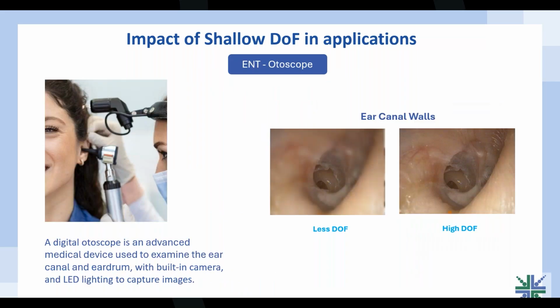Now let's look at ENT applications, particularly otoscope imaging. The ear canal is a narrow, three-dimensional structure, and clinicians need to visualize multiple depths: the canal walls, cerumen, and tympanic membrane at the same time. With shallow depth of field, only a small region stays in focus. Clinicians are forced to constantly reposition the device to bring different structures into focus. This increases examination time and becomes especially challenging with pediatric or uncooperative patients. In this case, depth of field directly affects procedural efficiency, patient comfort, and exam reliability.